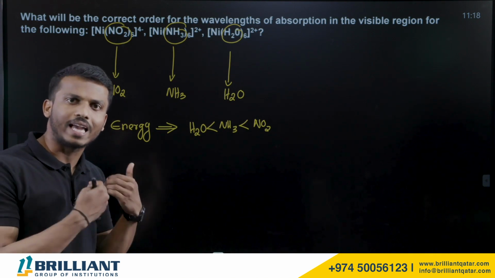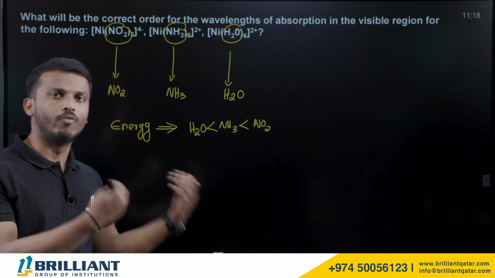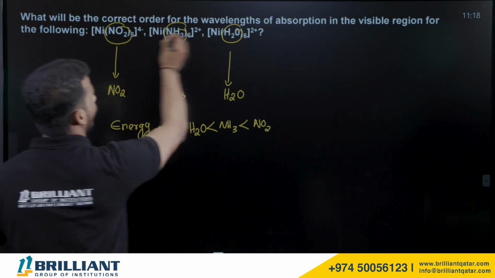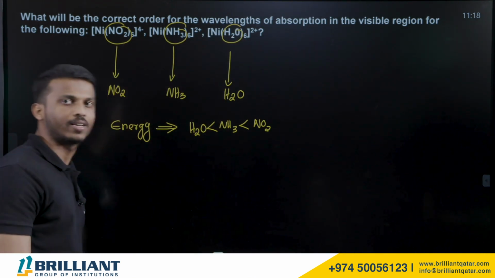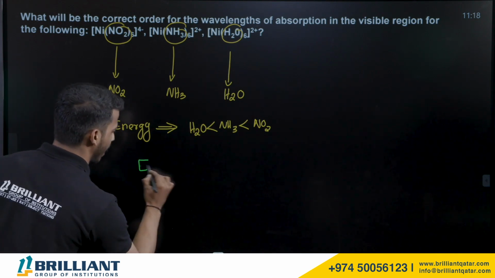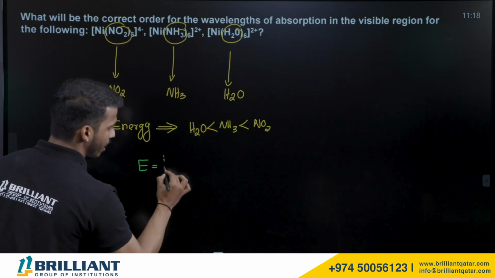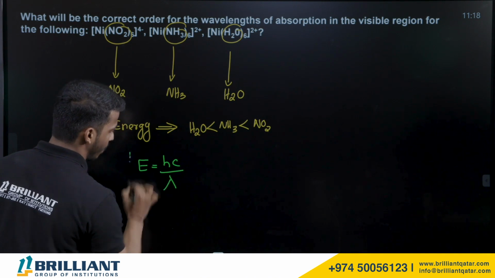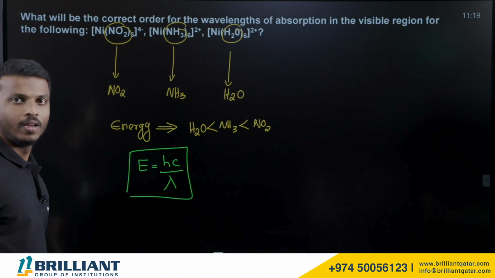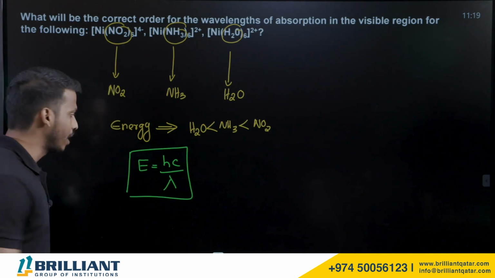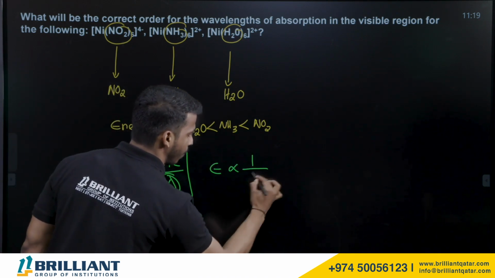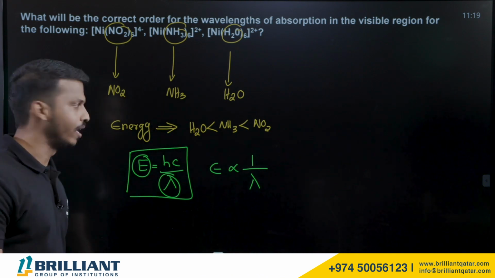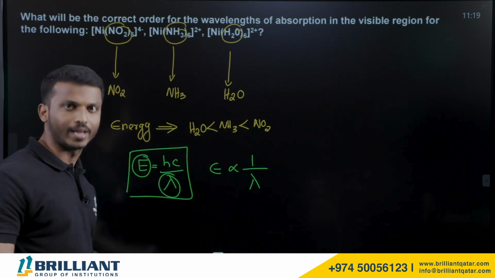How can we connect this energy data to wavelength? The question is regarding the order of wavelength. You may have studied in 11th grade, there is a chapter, structure of atom. What is the relation between energy and wavelength? E is equal to hc by lambda. So tell me, dear student, how is energy related to wavelength? Energy is inversely proportional to wavelength. Correct.